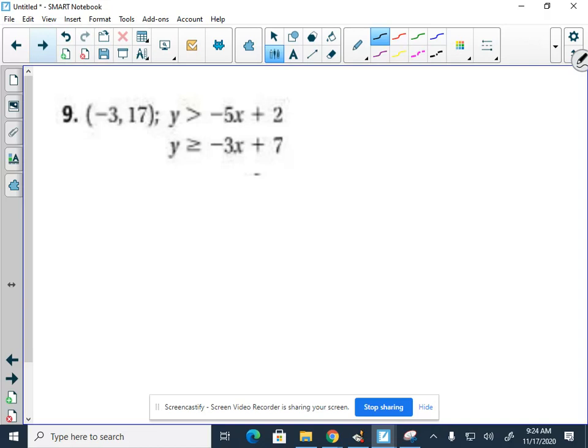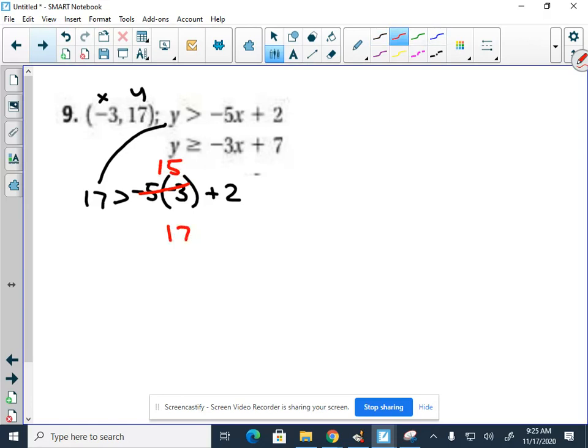Okay, so let's jump to number 9. Number 9, we have an X and a Y. I'm going to take the first inequality. I'm going to put in 17. Put the greater than sign. Negative 5 times negative 3 plus 2. A negative times a negative is a positive 15. 15 plus 2 is 17. Is 17 bigger than 17? They're equal, and it doesn't have the little equal sign underneath this, so this one is no.